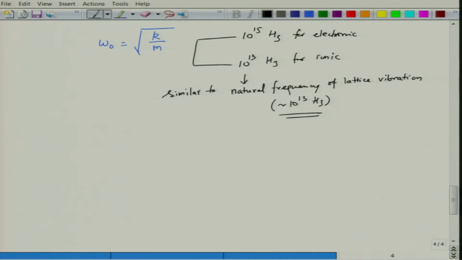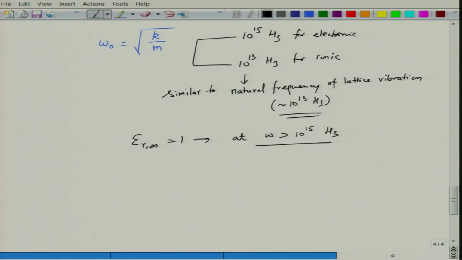And as you go to very high frequencies, naturally the dipoles do not respond. So, as a result epsilon r is equal to epsilon r infinity is equal to 1 at frequencies greater than 10^15 hertz, because none of the polarization mechanisms is able to keep pace with the applied electric field. As a result, you have 0 contribution from them.